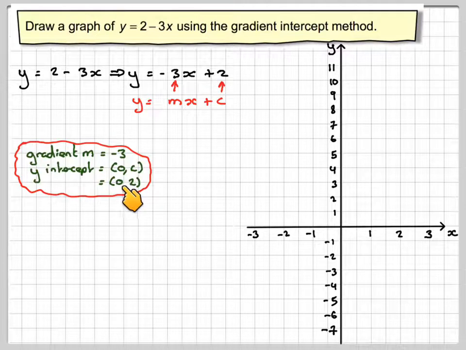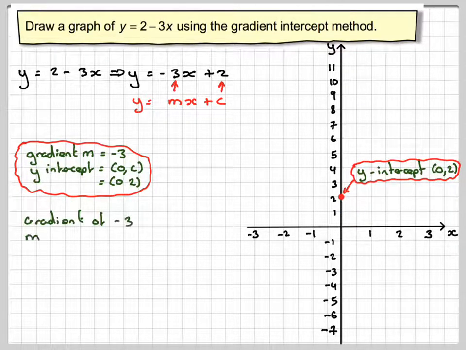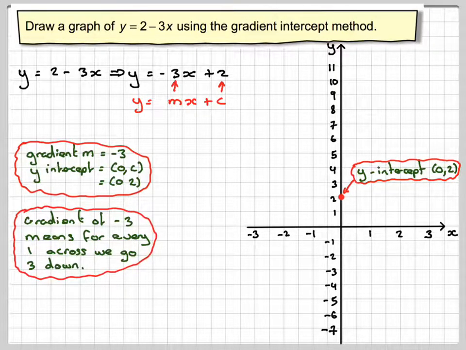The first point that we need to plot is 0, 2, so 0, 2 is there. To plot that, this is the y-intercept. Now we've got a gradient of minus 3, so a gradient of minus 3 means for every one across we go 3 down. So we start from there, we go 1 across. Now the problem is when we go 1 across, we go 1 unit across, not 1 square across. So be careful of that. So drawing that in, that's 1 across and then 3 down. So the next point will go here.